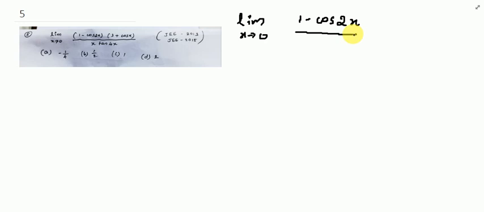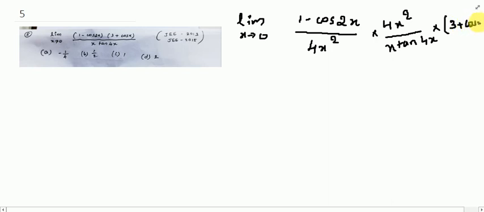divided by... with this 1 minus cos 2x, you should have 4x square to convert it into standard form, but this 4x square will be an extra term, therefore let me consider it into 4x square divided by x tan 4x into 3 plus cos x. Now this is equal to, and I will not write the limits again and again. This standard answer will be 1 by 2 because it is in standard form.